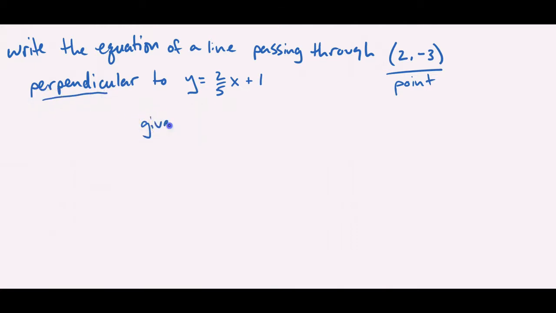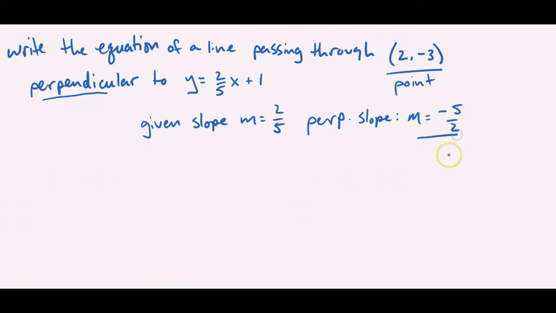Given slope is 2/5. The equation of the line is in slope-intercept form, and we can pick out the slope rather easily. If that's the slope of the line, the perpendicular slope is the opposite reciprocal. Opposite meaning I'm going to change the sign. So if it's 2/5, my perpendicular slope will be negative. And the reciprocal of 2/5 will be 5/2.